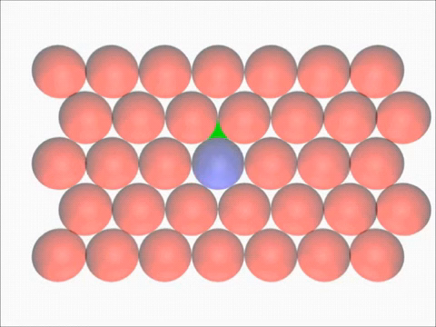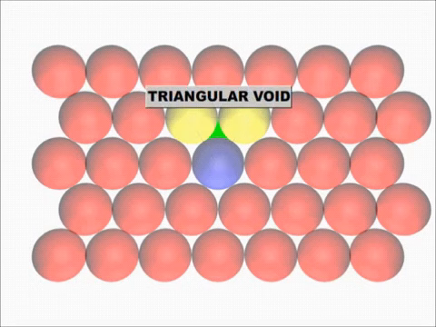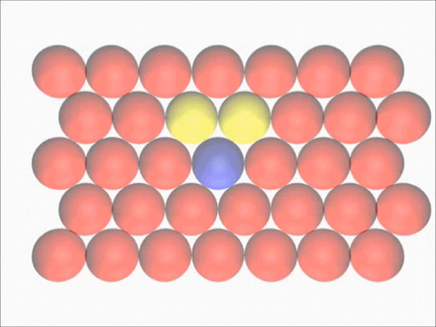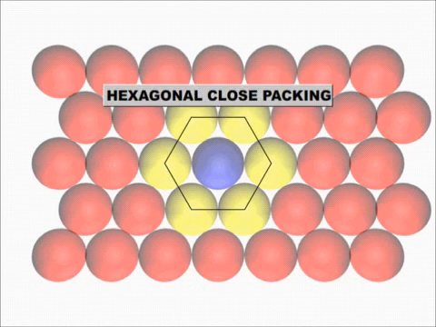The voids created in this packing touch three spheres forming an equilateral triangle and are called triangular voids. A single sphere touches six other spheres, and by joining the centers of these spheres we get a hexagon. Therefore this packing is called hexagonal close pack.